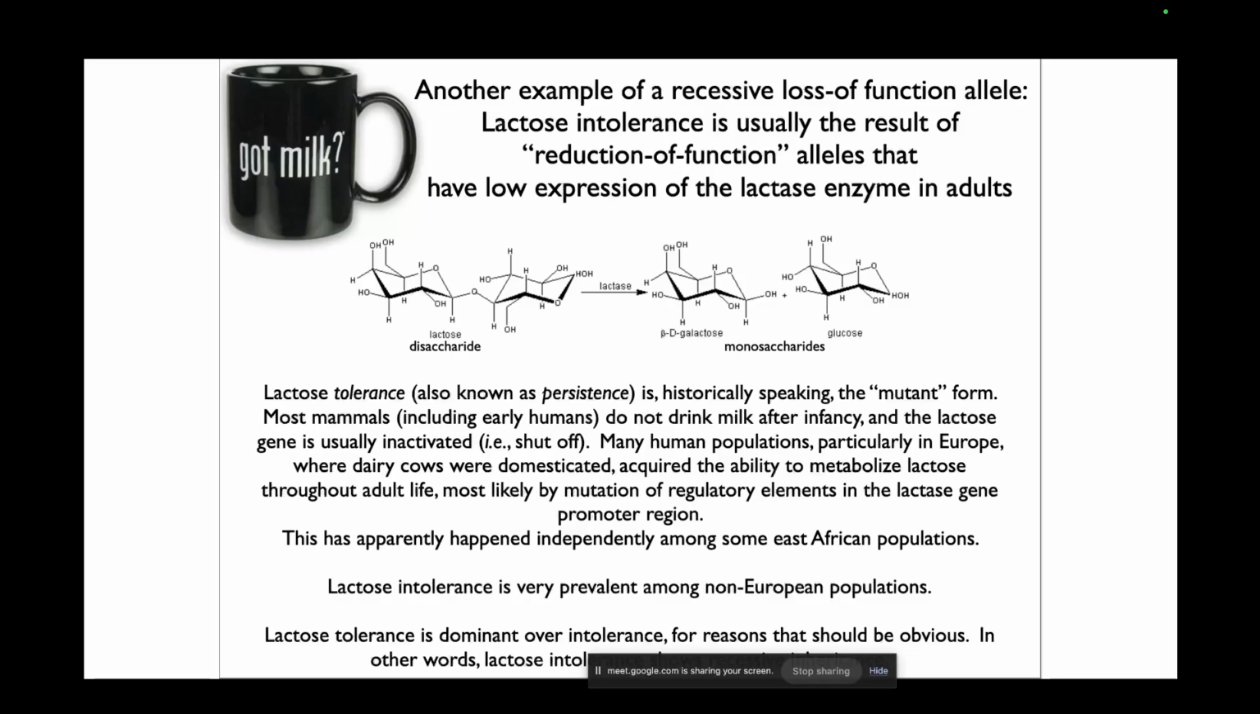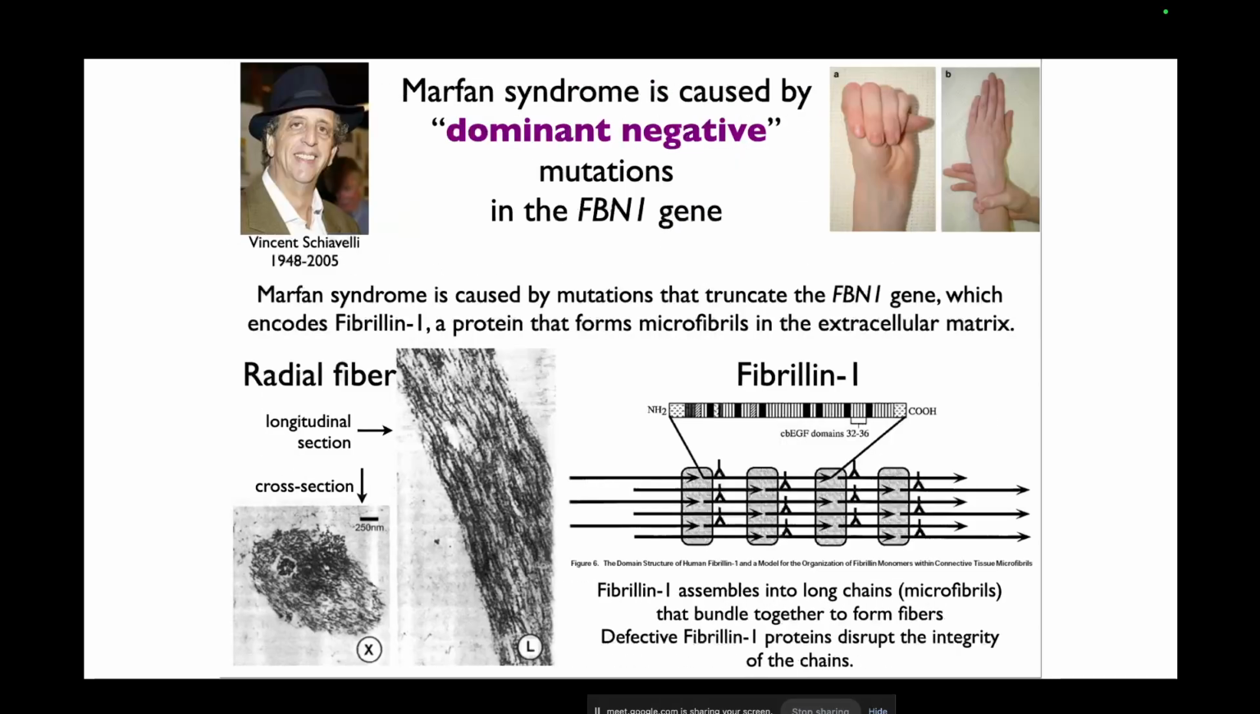So from an evolutionary perspective, the mutant got selected as well. So it is very prevalent among non-European populations as well. Lactose tolerance is dominant over intolerance, for reasons that are obvious, because we drink milk a lot now. In other words, lactose intolerance shows recessive inheritance. So this is another good example of that.